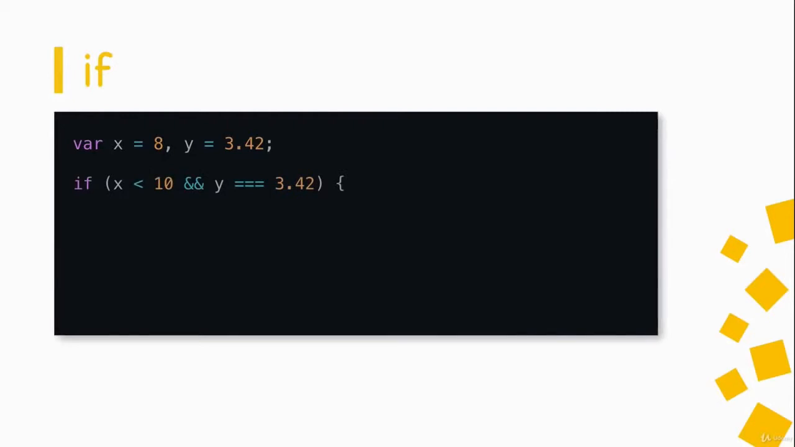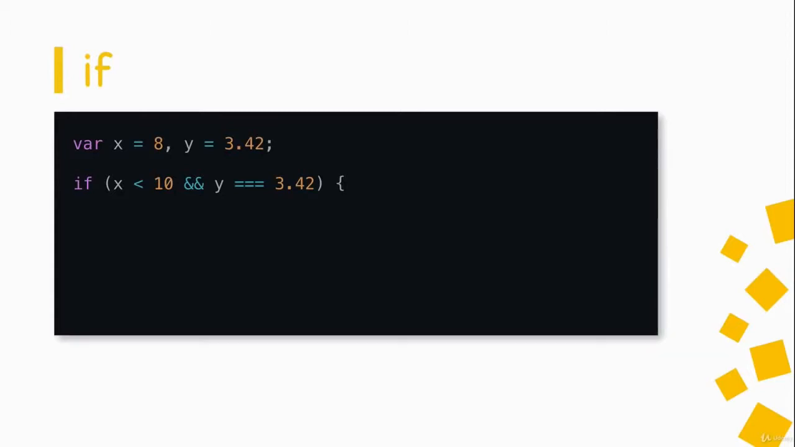Now let's define a bit more complex condition inside the if block. So in this case, as you can see, we're not only using comparison operators, but we're binding two comparisons together using a logical operator. So in this case, we're defining if, and then inside the parentheses, we're saying x is less than 10 and y is strictly equal to 3.42.